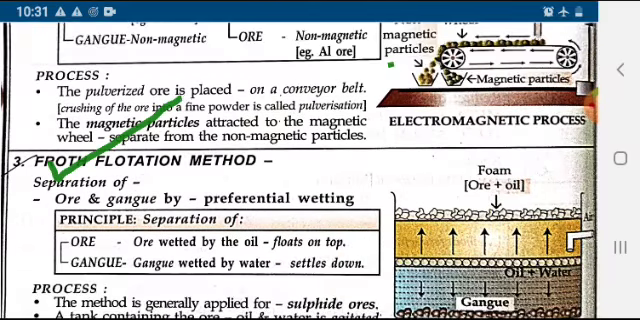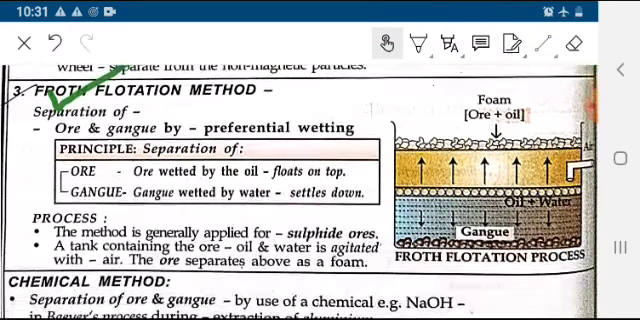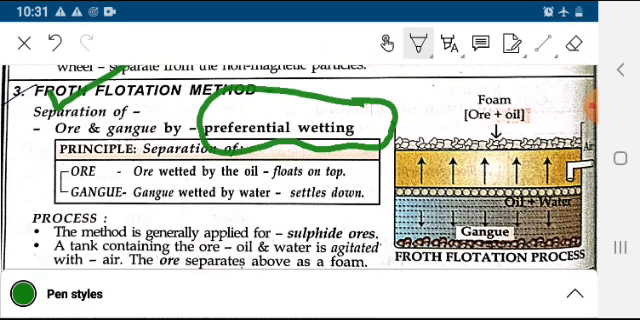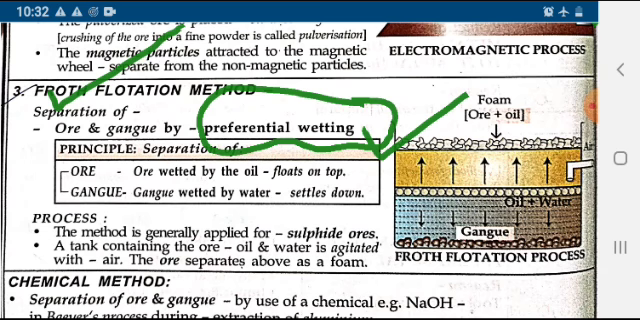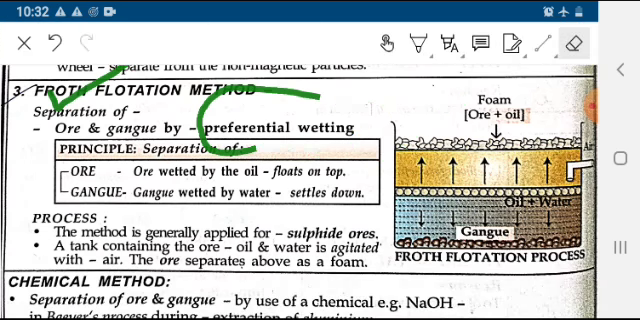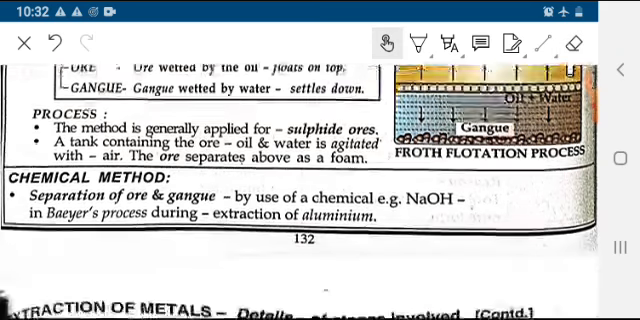Next is the froth flotation method. Separation of ore and gangue by preferential wetting. This is preferential wetting: the ore is wetted by the oil and floats on top, and the gangue wetted by water settles down. So this is the froth flotation chamber, you can see, where the ore and oil are mixed together. They form a froth, and the heavier material settles down, and the impurities at the top can be removed.